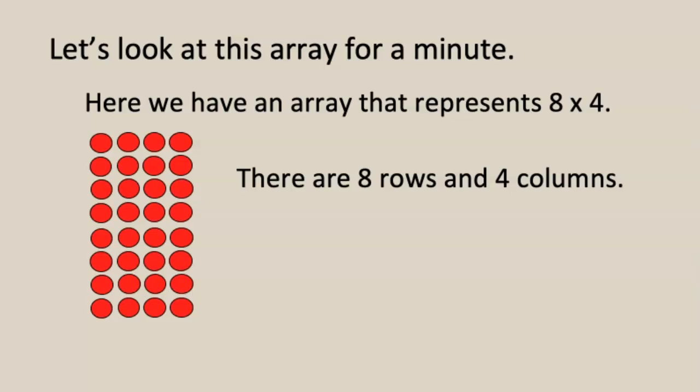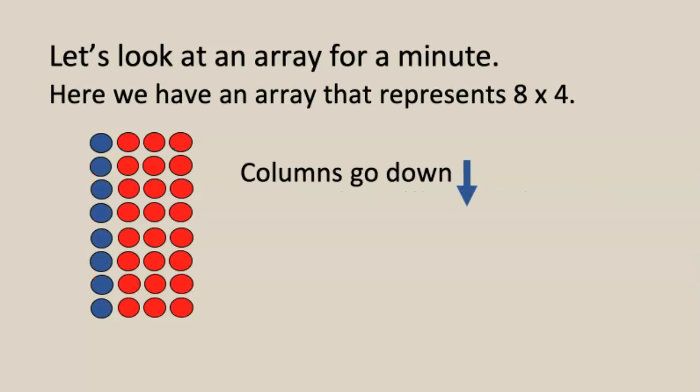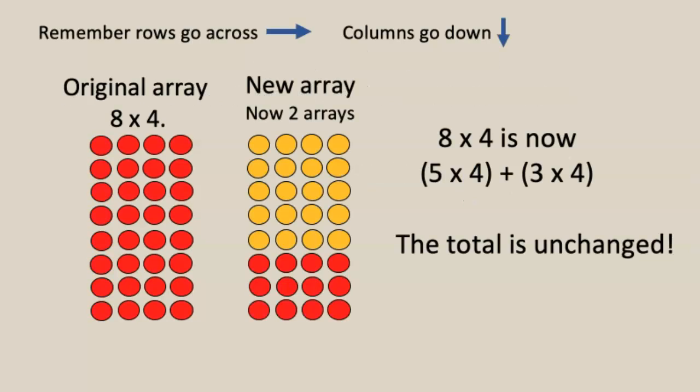Let's look at this array for a minute. Here we have an array that represents 8 times 4. There are 8 rows and 4 columns. Remember that rows go across and columns go down.